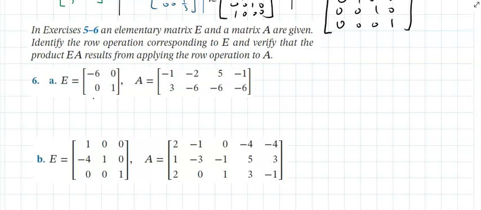If I was looking at the identity matrix, do you see what we did? We must have multiplied row 1 by a negative 6. Isn't that what it is? If you multiply row 1 by a negative 6, you'll get that. Notice what happened if you take EA. If you multiply those two, this is 2 by 2. This is 2 by 4. The outcome is 2 by 4.